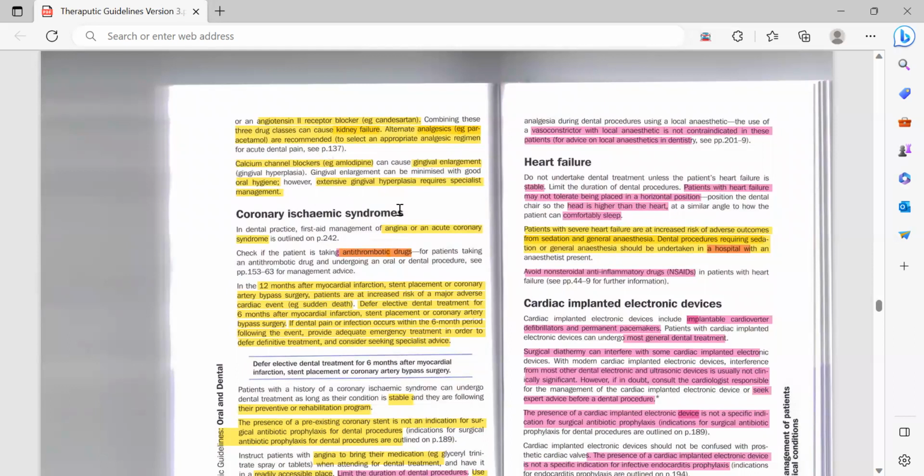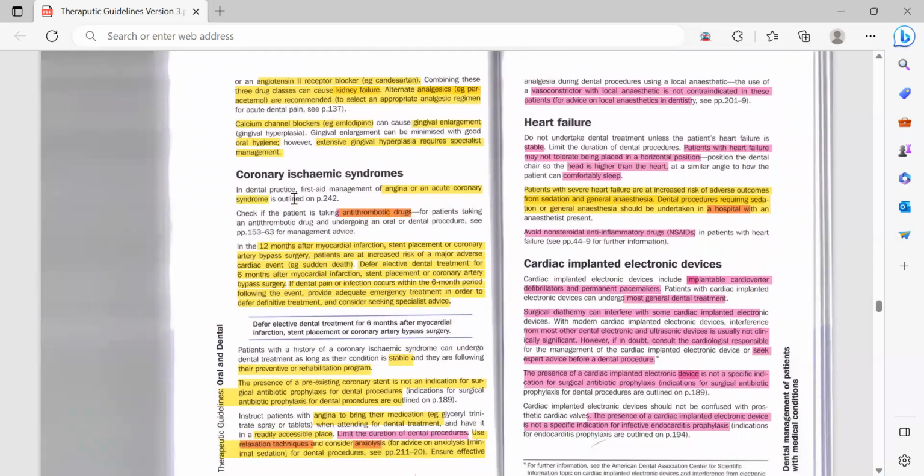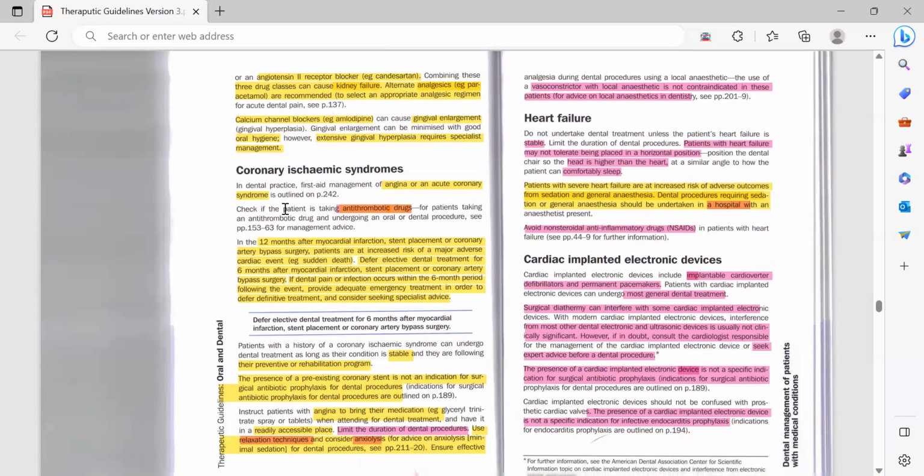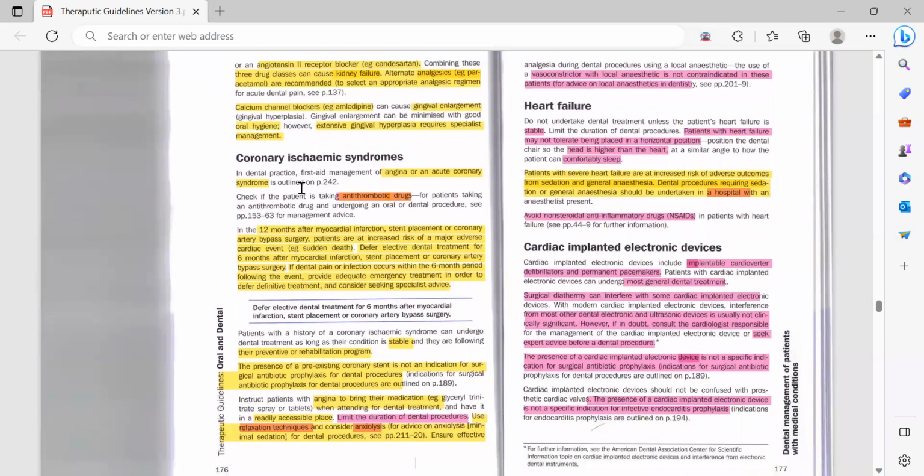Coronary ischemic syndrome. It means that in dental practice, first aid management of angina or an acute coronary syndrome is outlined. We will read about this first aid management, what you need to do if your patient has an attack of angina in the dental clinic or acute coronary syndrome, in the later medical emergency topic. But here we will read the overall summary.